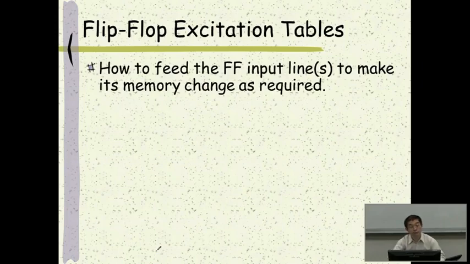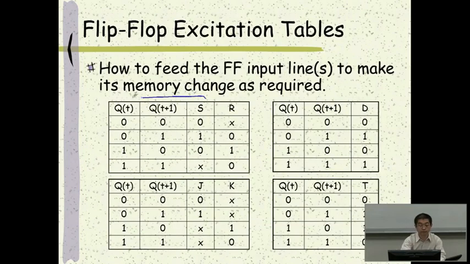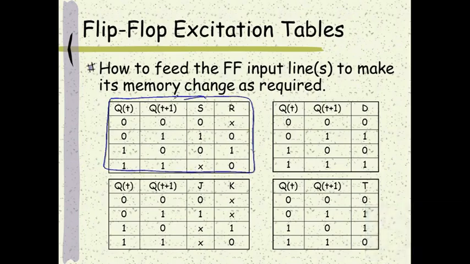When we design sequential systems, we want to know how we can give flip-flop input functions values such that the flip-flop will change as we want. For example, consider this SR flip-flop. Let's say we want to change the Q from 0 to 1. How can we make that happen? This table, which is called the excitation table, tells you how. As soon as you set S equal to 1 and R equal to 0, you are going to set the flip-flop. So next time, the flip-flop will have a 1.